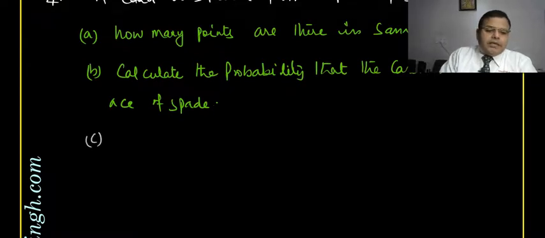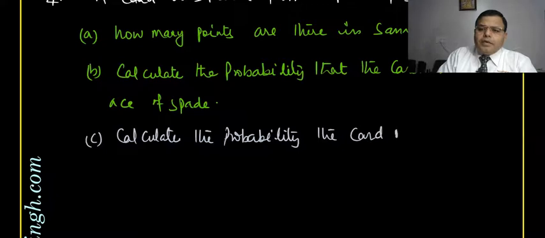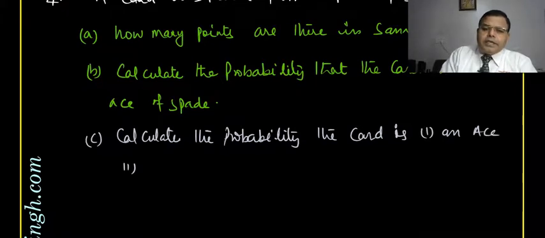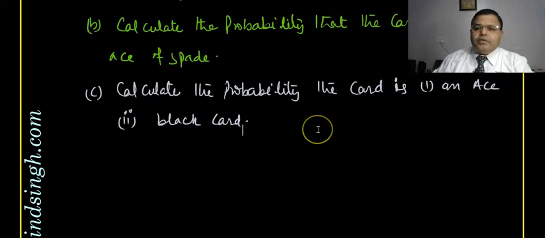The C part is, calculate the probability that the card is first an ace and second a black card. To understand this, you should know about the distribution of cards.